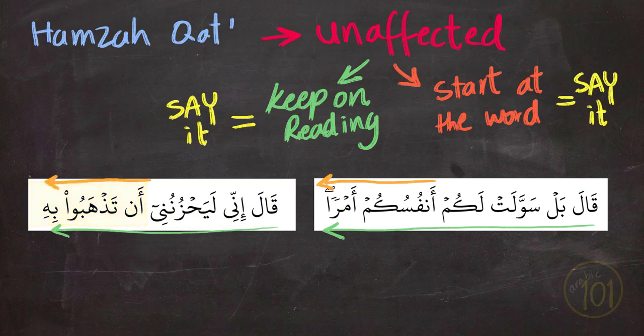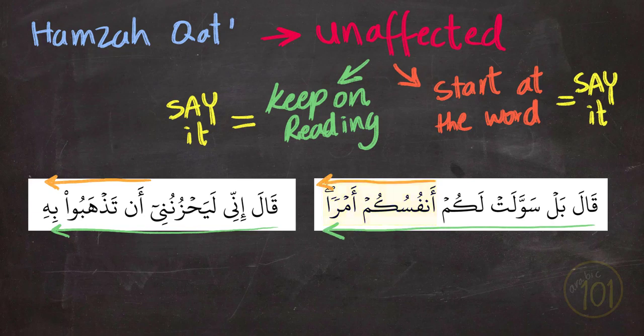Now in these two examples you could see that the first time I read the ayah, I read it completely and I kept on going. And while I was reading, I pronounced the ayah normally and I said لكم أنفسكم. Also, when I started at the word beginning with Hamzat Qat, I also pronounced it fully, like so.